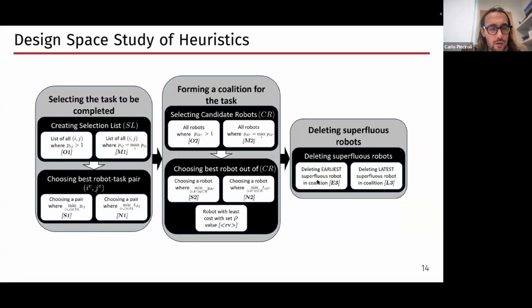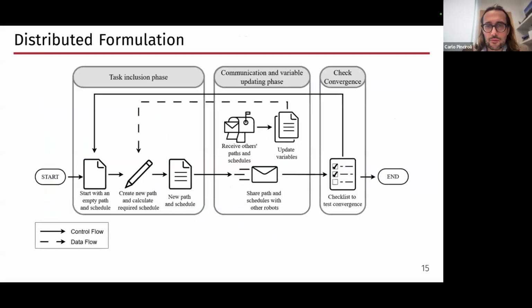So one of the things we liked about our greedy algorithm was the fact that it was so fast, but in no way was it the best possible idea. And so we have a paper that we are submitting right now on an entire design space of heuristics. Here I don't want to go much into details, but we broke the problem into three parts. One is selecting the task to be completed, and we have a number of alternatives, then forming the coalition on the task, and then deleting superfluous robots. So we have a lot of things here, but in the style of trying to get to the other two lessons, I would just tell you there is this fun thing right here.